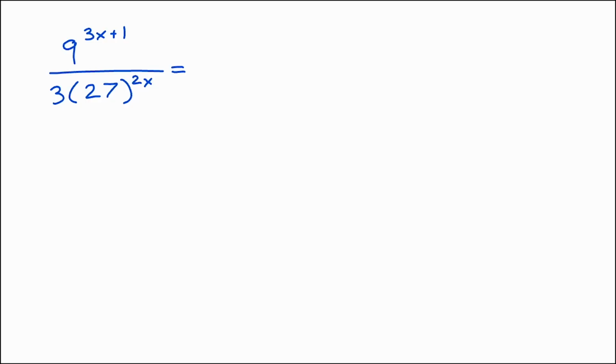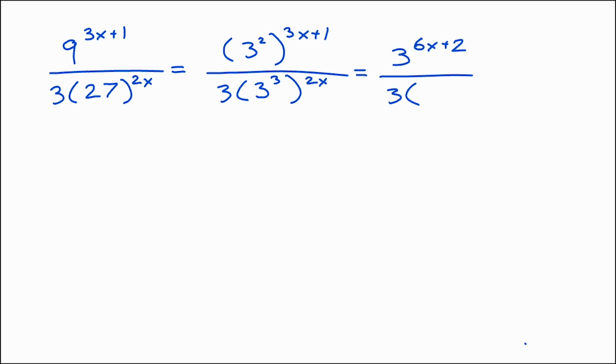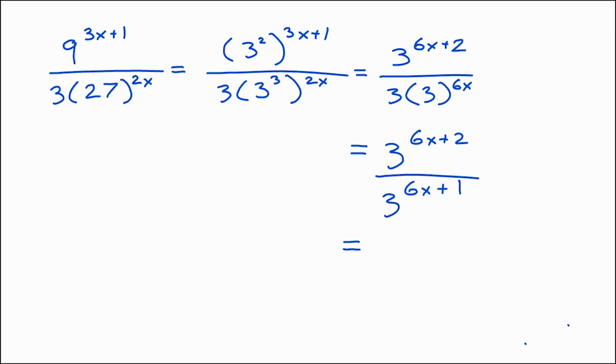The 9, the 3, and the 27 can all be expressed in terms of a common base, namely 3. So that gives us 3 squared to the 3x plus 1 in the numerator, and 3 times 3 cubed to the 2x in the denominator. We then have 3 to the 6x plus 2 over 3 times 3 to the 6x. Simplifying the denominator, we get 3 to the 6x plus 2 over 3 to the 6x plus 1. And finally, we can subtract the exponents to get 3 to the 6x plus 2 minus 6x plus 1, which is just 3.